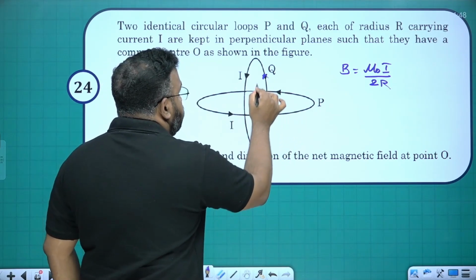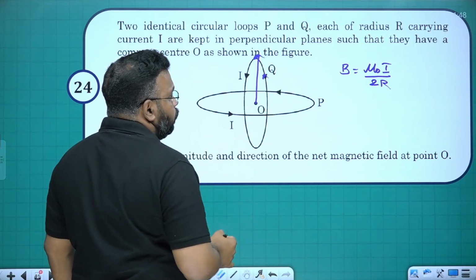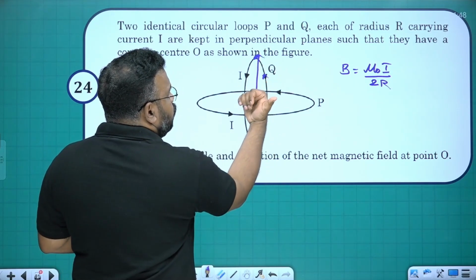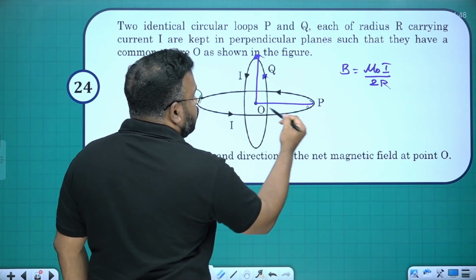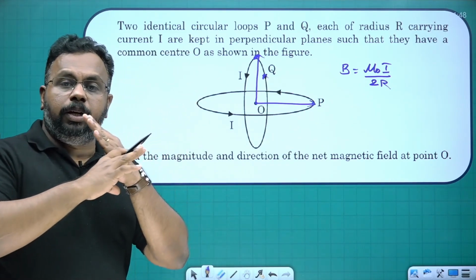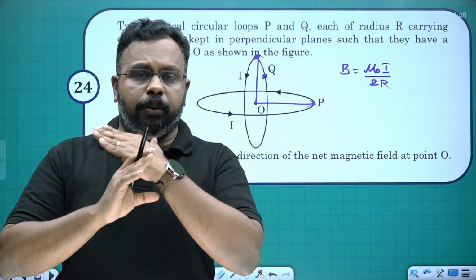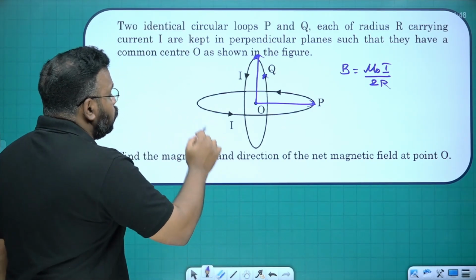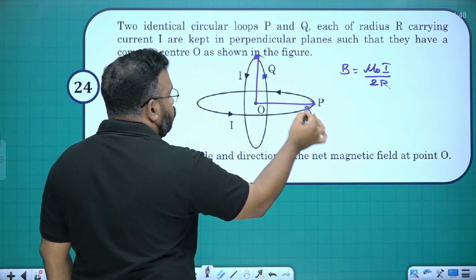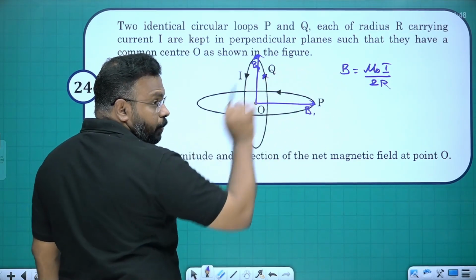So here in P, it's going like this, so I will show that B due to P is upward. And as per my view, in the second coil the current is like this, so I can show the other magnetic field like this. If the planes of the coils are perpendicular to each other, their magnetic fields will also be perpendicular. So if this is B1 and this is B2, they have the same magnitude.